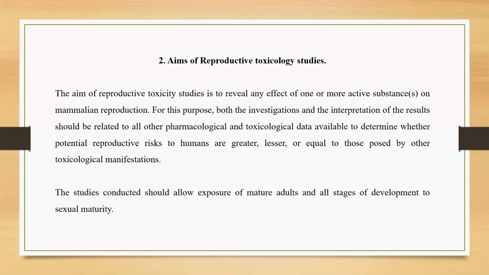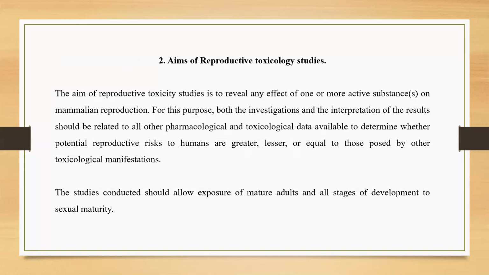Moving on, next is the aim of reproductive toxicology studies. What is the aim of studying these processes? The aim of this study is to reveal any effect of one or more active substances on mammalian reproduction. That is, by this study, one can reveal whether one substance or more than one substance may have any effect, that is, whether it may interfere with the normal reproductive cycle, and what effects it produces on the normal reproductive cycle.